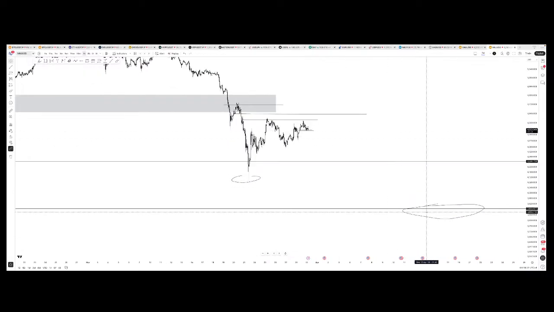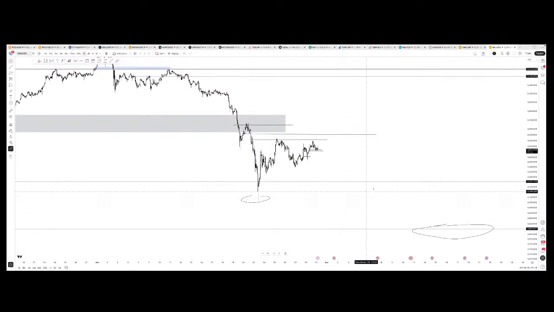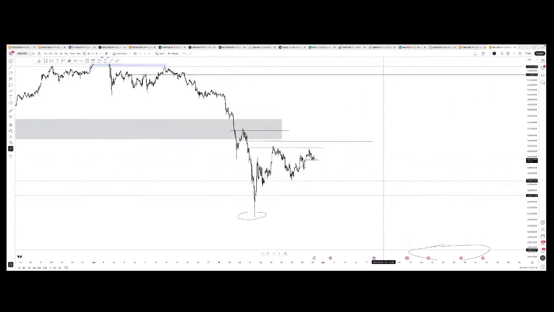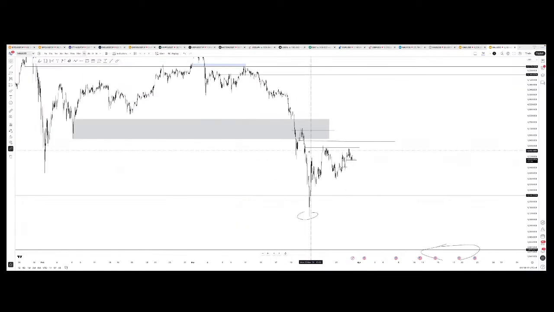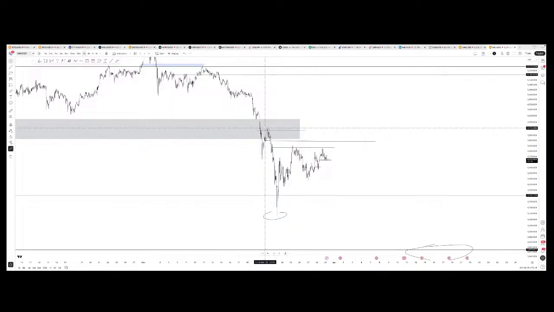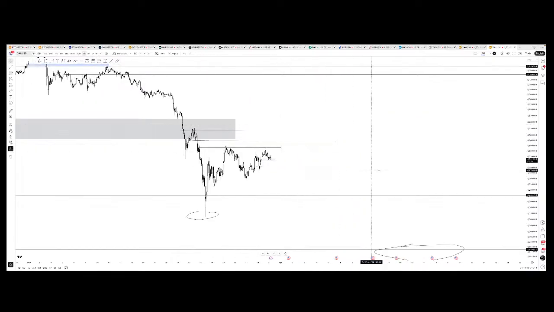I have a lower POI at 3800, but I don't think the price is going to go through there straight away. What the price is going to do is take out the higher POIs first. I believe it's going to at least go towards 47 or 4800 before coming back down.